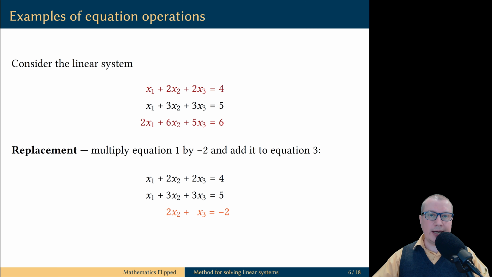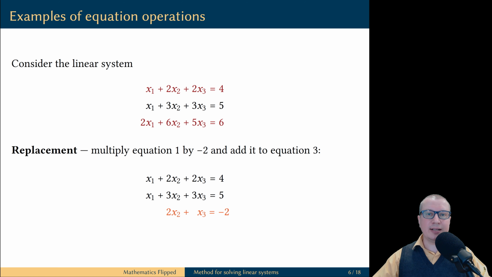Now you see why we've done it this way. By multiplying equation number 1 by -2 and adding the result to equation number 3, we effectively eliminated the variable x1 from equation 3. And this is one of the ideas why we use these operations. The replacement operations allow you to eliminate variables from equations and make your system easier to solve.